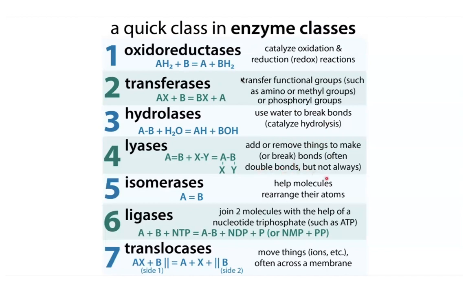Isomerases help molecules rearrange their atoms. Remember, when we talk about proline going between cis and trans, that's helped out by the cis-trans proline isomerase. Ligases join 2 molecules together with the help of a nucleotide triphosphate, such as ATP. And translocases are a super new class, so you might not even see them listed in your textbook, but they basically move things like ions, often across a membrane, and they're doing something active. It's not just like a pore.